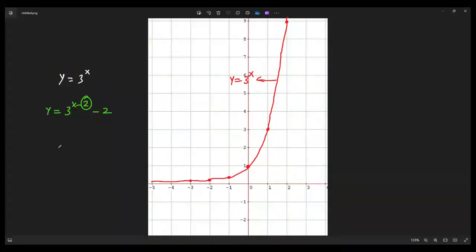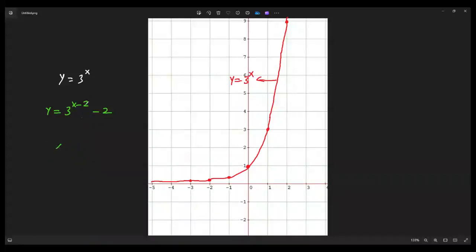Okay, here you may have a question. What if I have x plus 2? Here 2 is added to x. So this is a horizontal translation of 2 units to the left. If a value is subtracted from x, this is a horizontal translation to the right. If a value is added to x, that is a horizontal translation to the left.